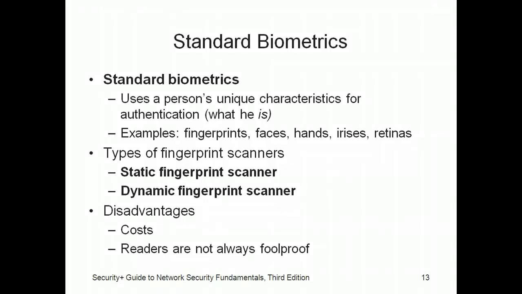Now, examples I mentioned: fingerprints, faces, hands, irises, retinas. The types of fingerprint scanners are static and dynamic. Disadvantages of fingerprint, or of any type of biometrics, are cost, and readers not always being foolproof. You can get a lot of false positives and false negatives as well on this technology.